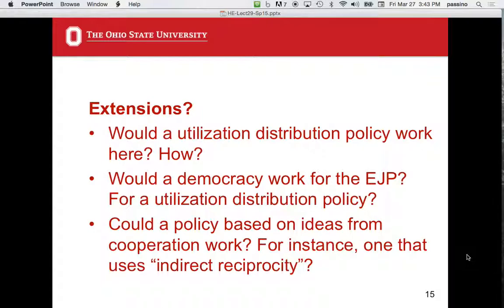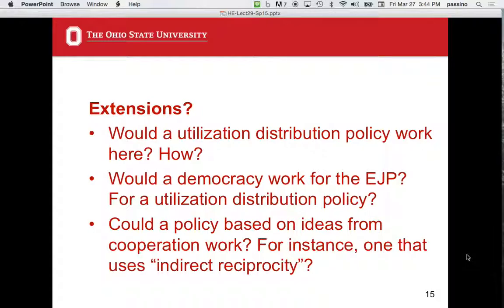Next, could a policy based on cooperation work? That is one that uses what's called indirect reciprocity. Let me explain indirect reciprocity in the simplest terms. If I give Tyler something, there's a higher likelihood, it's been shown, that he'll give me something. And then we start giving each other stuff, and it's great. I scratch his back, he scratches mine. It's cool. But here's the thing, what they've shown with humans is the following.